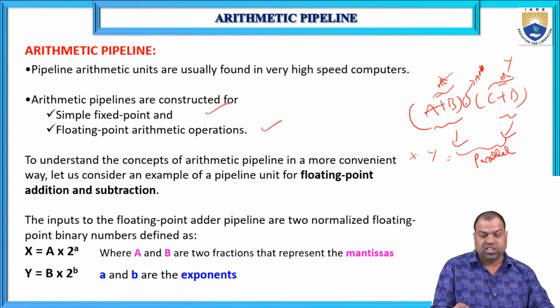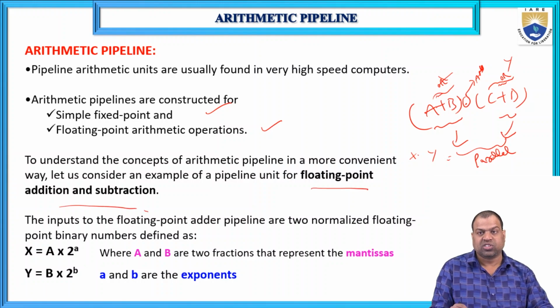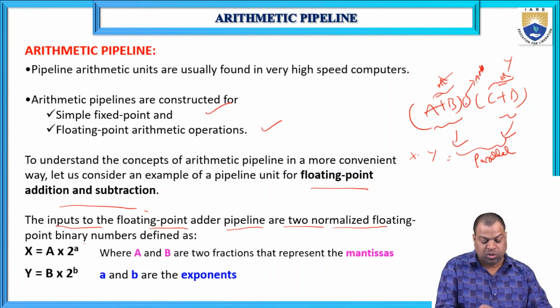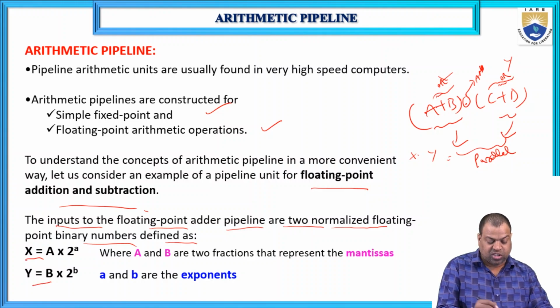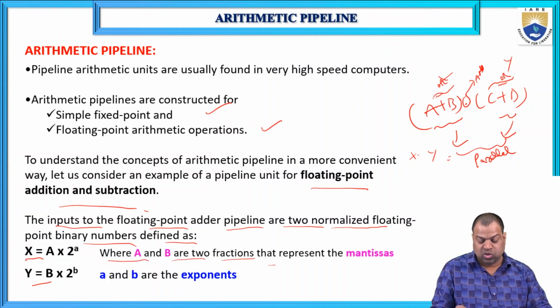And to understand the concepts of arithmetic pipeline in a more convenient way, let us consider an example of a pipeline unit for floating point addition and subtraction. Here I am taking one example of floating point operations. So what are the inputs of this floating point adder? There are two normalized floating point binary numbers. For arithmetic operations we definitely need two inputs, minimum. So X I am taking and another is Y. Suppose X equal to A into 2 power a and Y equal to B into 2 power b, where A and B are two fractions that represent the mantissa and small a and b are the exponents.